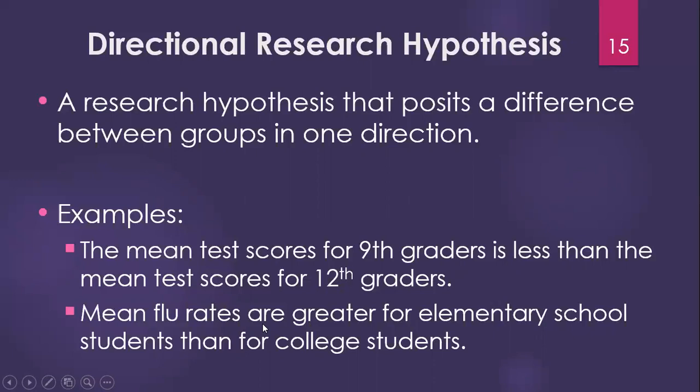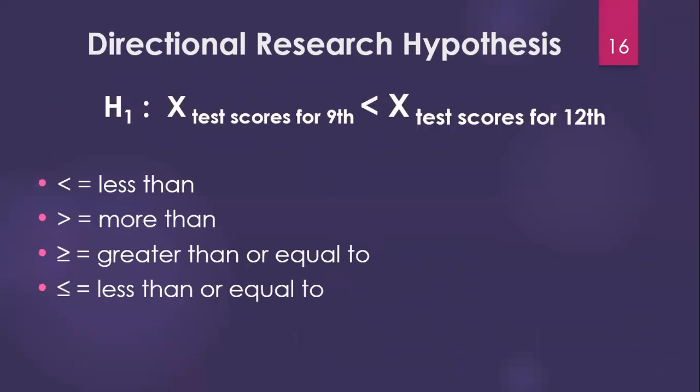Same thing for this other example with flu rates. If I gave you a research question that was, are flu rates higher for elementary school students than for college students? Our alternative hypothesis, our research hypothesis, would be directional because we're making a guess about which group is greater than or less than the other. And here we're saying that we think mean flu rates are greater for elementary school students than college students. What does this look like in statistical notation for a directional research hypothesis?